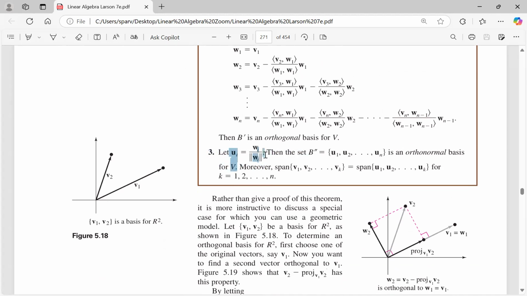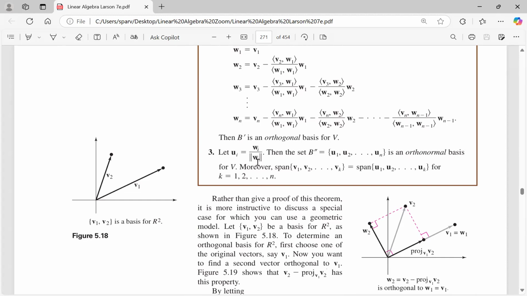If you do that, then we normalize them. So the set B double prime is now made up of U1, U2, and so on. These are orthonormal. The set is an orthonormal basis. Every vector in B double prime is going to be mutually orthogonal. That's from step 2. And they will have magnitude of 1 by process number 3.